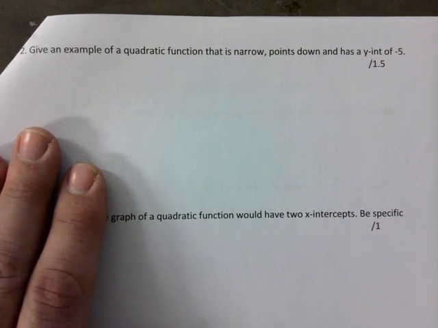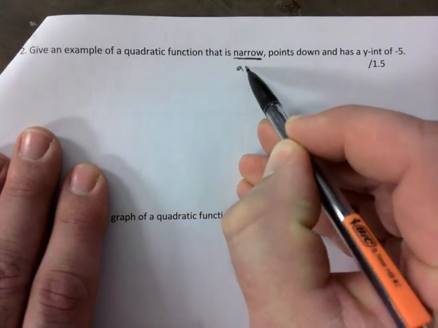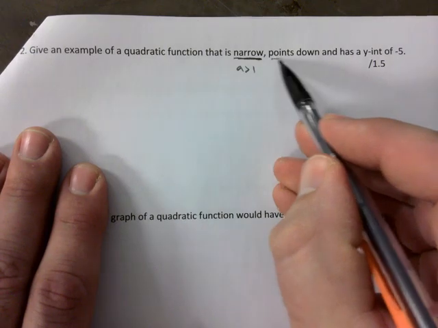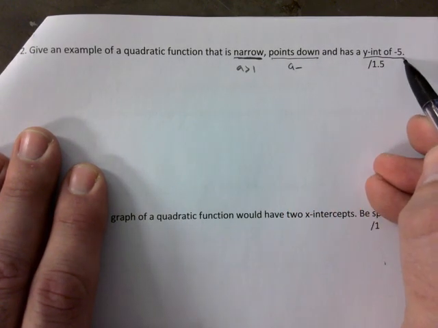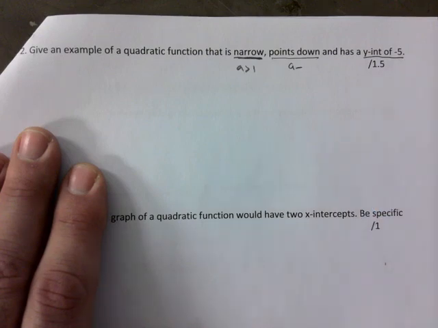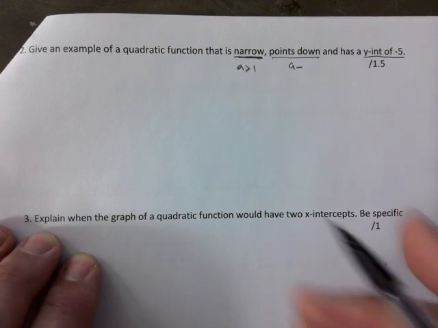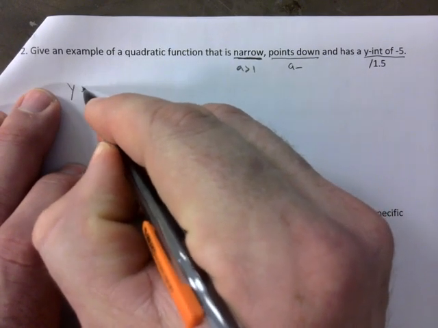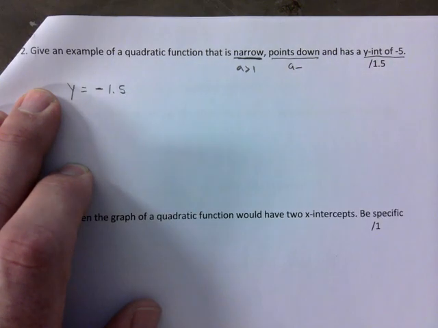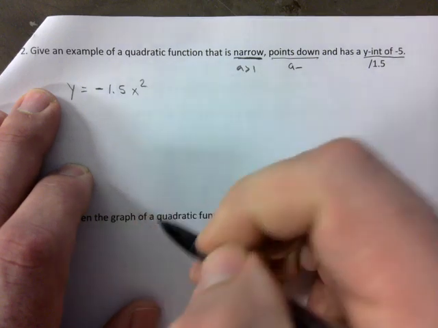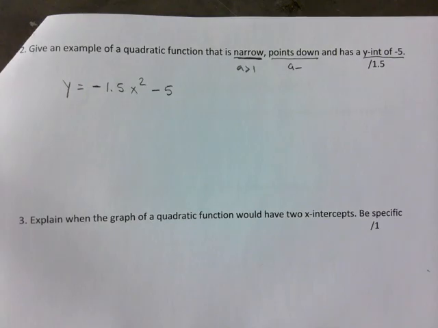Give an example of a quadratic function that is narrow. That means that a should be greater than 1. Points down. That means that a should be negative. And has a y-intercept of -5. So I'm just going to tack on the -5. We are assuming you're going to do this in general form, right? That's what I'm assuming you do. So I'm going to go negative 1.5, if you will, x squared, and I will just go -5. That would be one possibility.